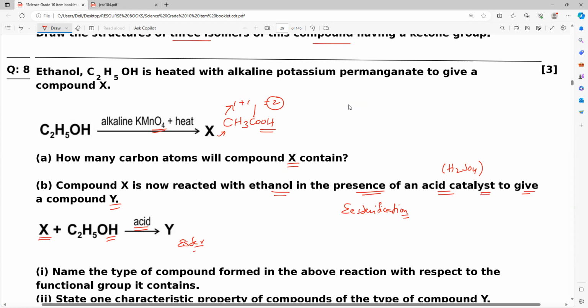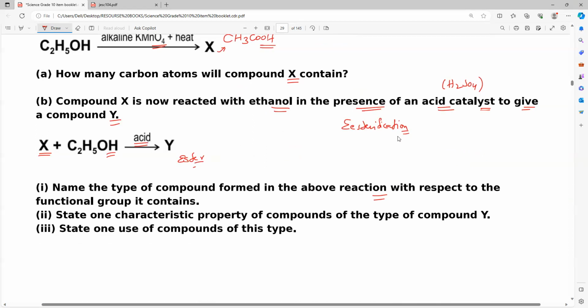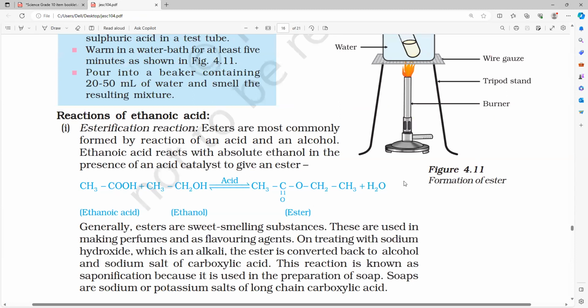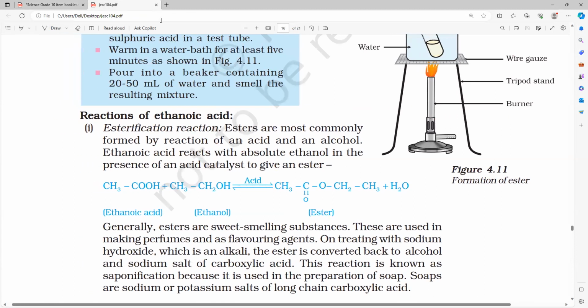Name the type of compound formed in the above reaction. According to the book, you just write ester, with respect to the functional group it contains. But we all know the name of that compound. What is the name of that compound, everybody? Ethyl acetate. CH2CH3 is there, that is C2H5. Sorry, alkyl group. What is this alkyl group? C2H5, ethyl. Am I right or wrong?